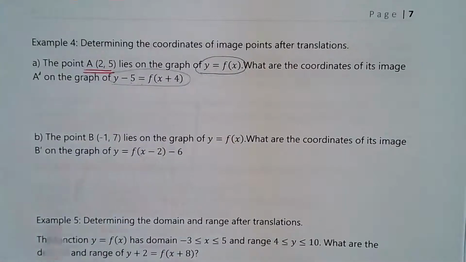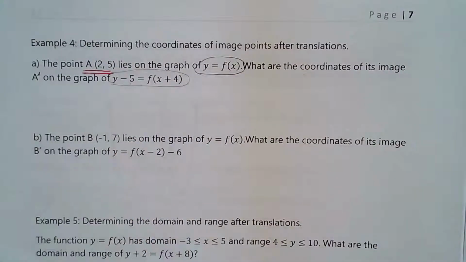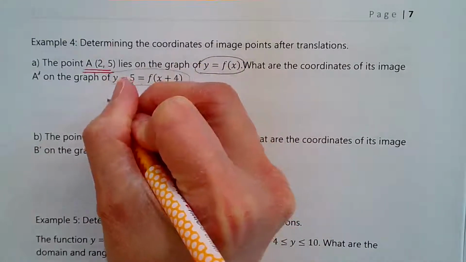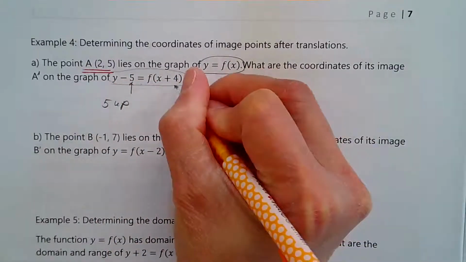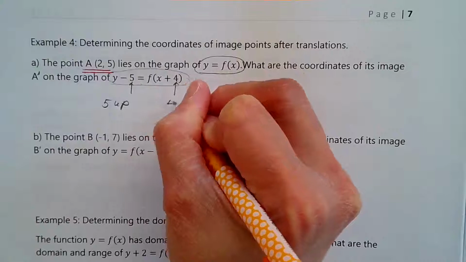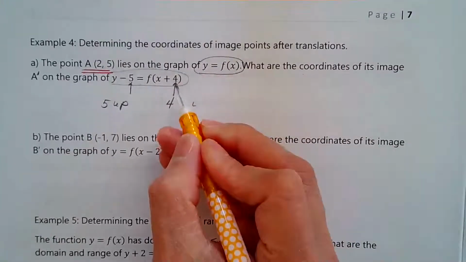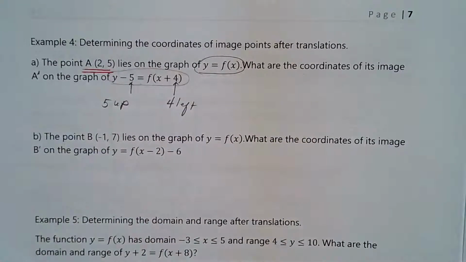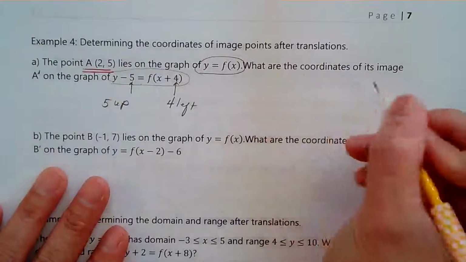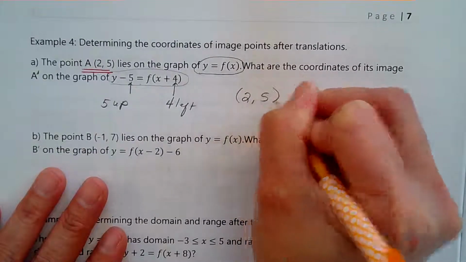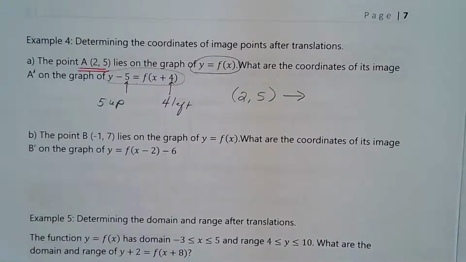Let's see what's happening. What's the transformation in here? 5 up, and 4 left, because this is vertical, horizontal. 5 up, 4 left. If that's the case, we're going to use the mapping in here. You started off with (2, 5). What would be the corresponding point after we moved it 5 up, 4 left?